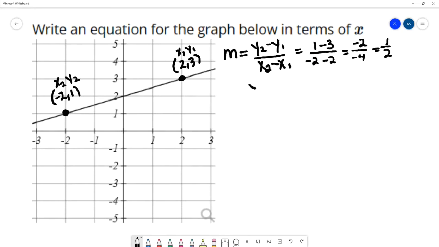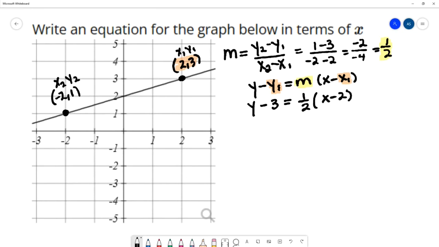Once we know the slope, we can use point slope form. That's y minus y1 equals m times x minus x1. To use point slope form, we're going to use the slope that we just calculated and one of the points on the line. One of the points is substituted into the x1, y1. So when we make the substitution, we get y minus 3 equals 1/2 times x minus 2. And we want to write this in slope-intercept form.